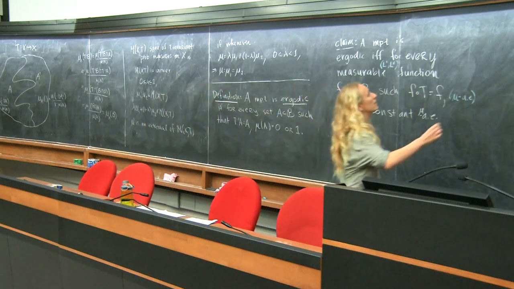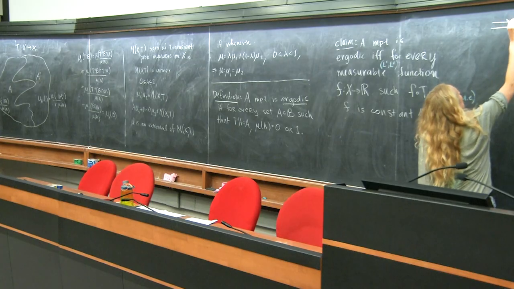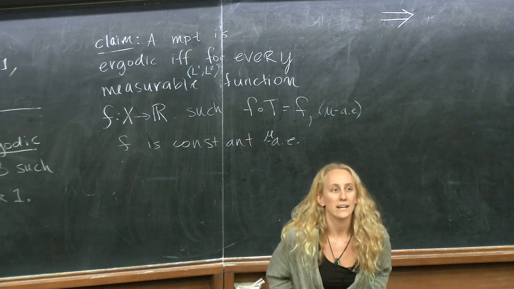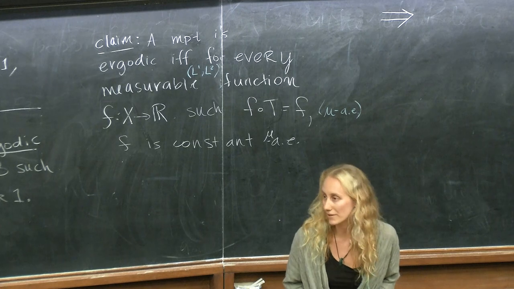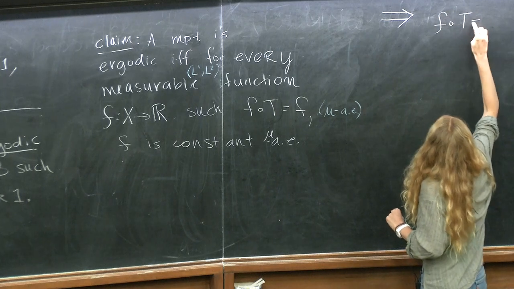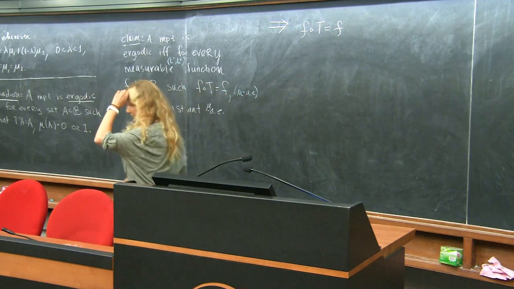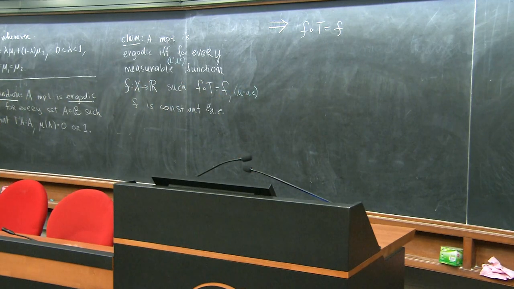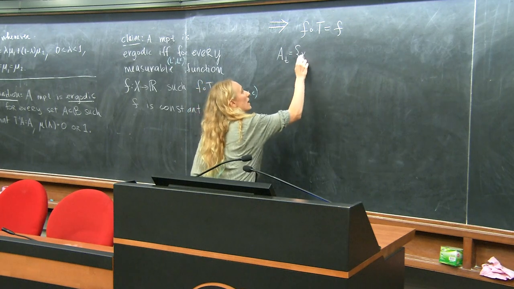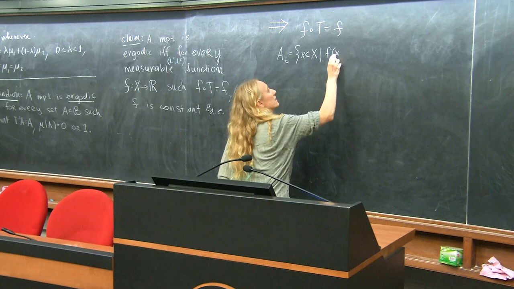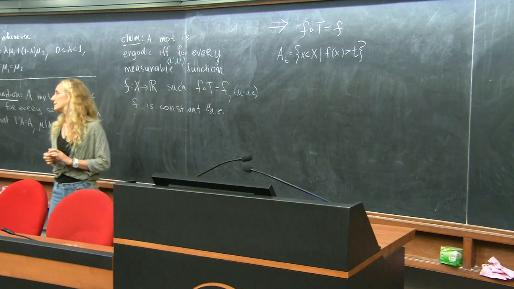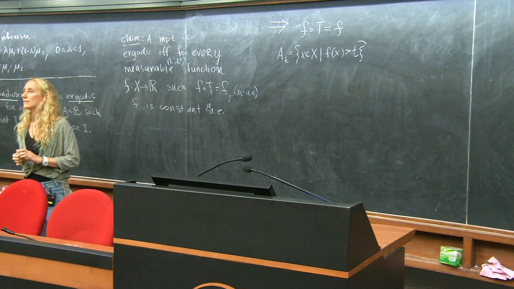Okay, so let's go this direction. I suppose my measure preserving transformation is ergodic, and I want to show that any T-invariant function is constant almost everywhere. Okay? So let me take a function f with f composed with T equals f, and I want to show that this is constant. Yes? Okay. So let me consider the following sets. A_t is the set of all x in X such that f(x) is greater than t. Okay. First of all, is this a measurable set? Why do I know it's a measurable set?